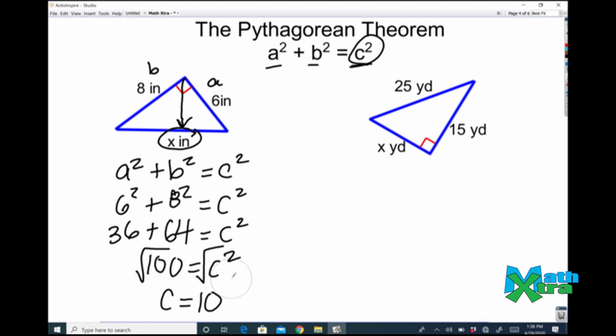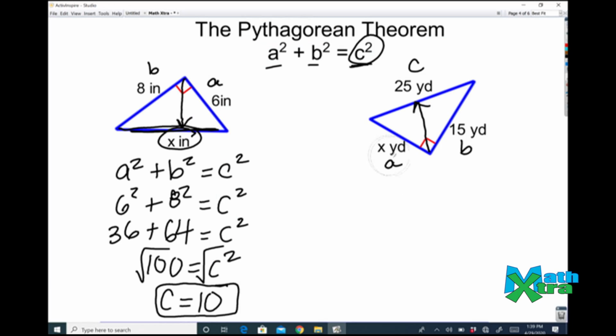Now, technically, this could be positive or negative 10, but because we're talking about side lengths, we only use the positive root, okay? Now, let's look at the next one. So notice, I got my C this time. All right, well, it looks like this one is shorter than this one, so I'm gonna let that be A, I'm gonna let that be B. Do you understand why it's important to identify C? Because I want to make sure that I don't put that in the place of A. So identify C first and then let the legs fall where they may. Okay, let's look at the problem.